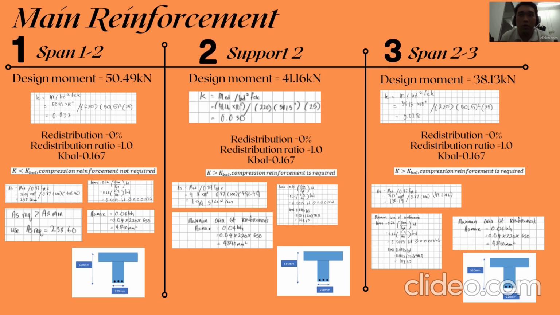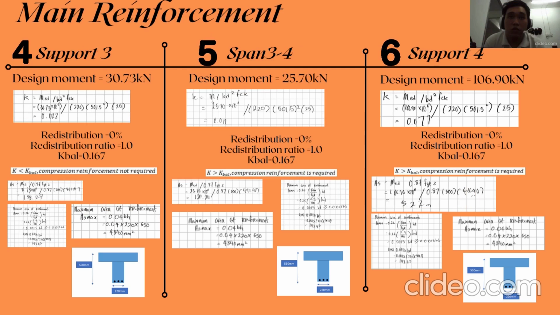And my span 2 to 3, and my design moment, I get 1.3 kilonewton. And as you can see, from my span 1 to 2, support 2, and span 2 to 3, my AS required is bigger than my AS mean. So for my support 3, I get the design moment is 30.73 kilonewton.